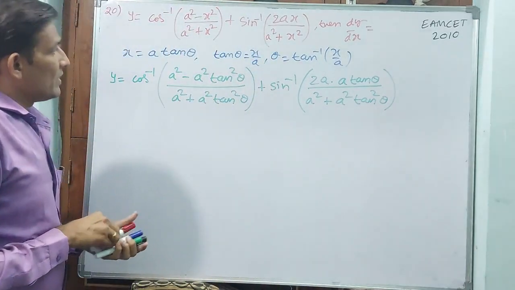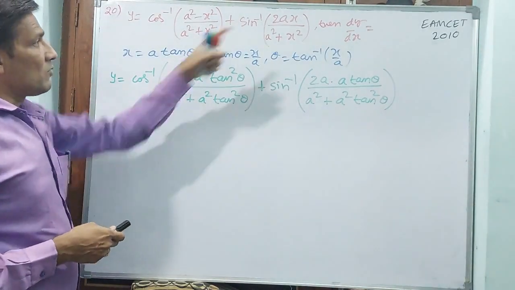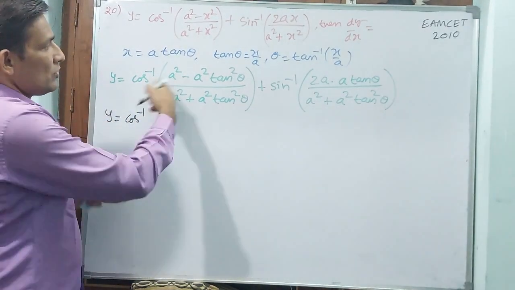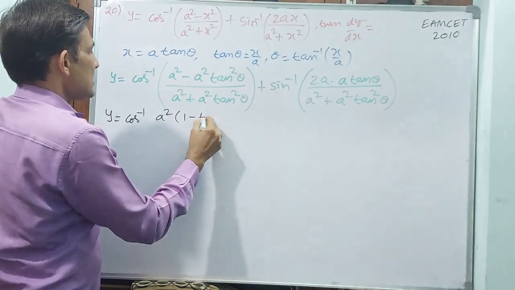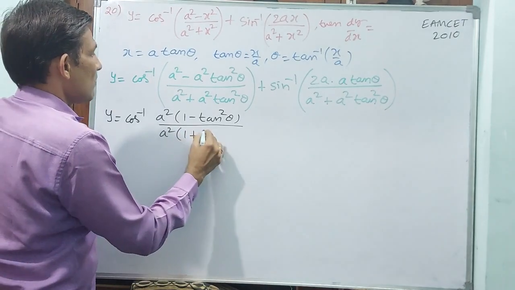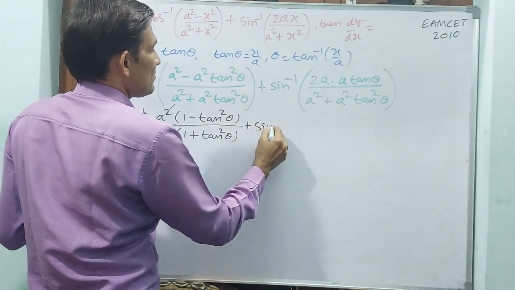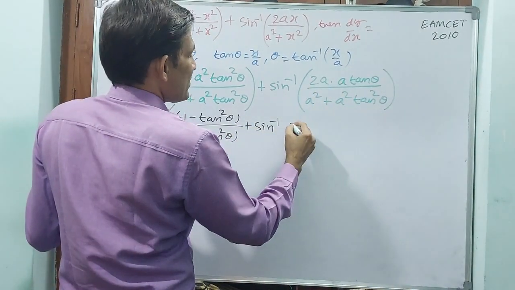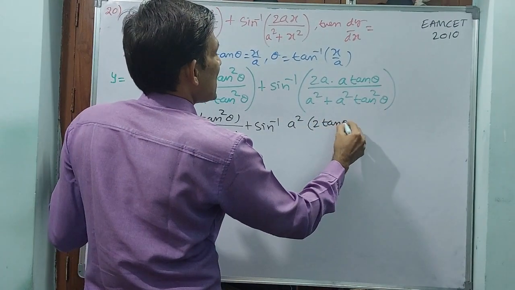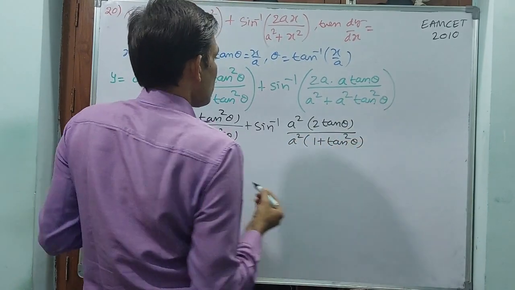First let us finish the value of y, and after finding the final y value, we will do dy by dx. See, y is equal to cos inverse of, taking a square common in the numerator, 1 minus tan square theta, and in the denominator also a square common, 1 plus tan square theta. A square cancels, plus sin inverse, same case here also: 2 into a into a means a square, 2 tan theta by a square, 1 plus tan square theta.